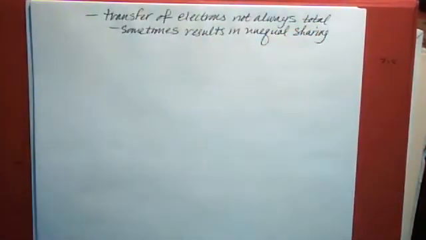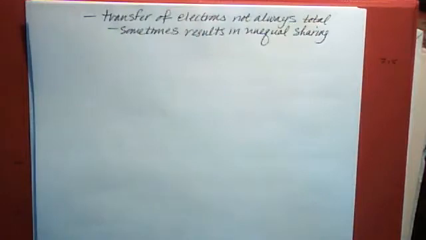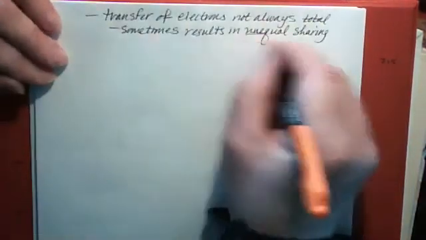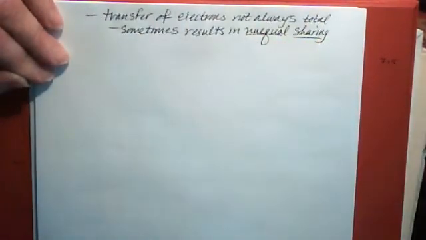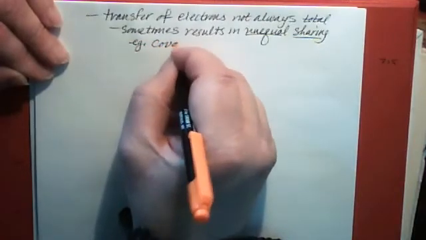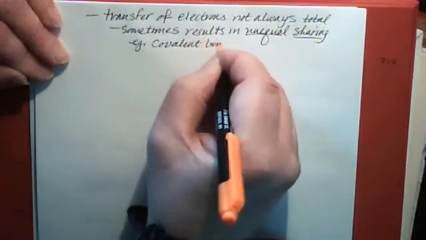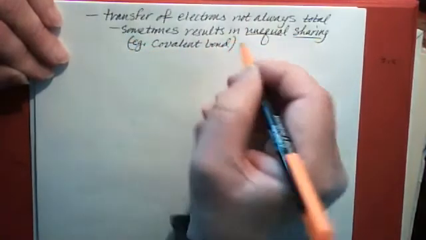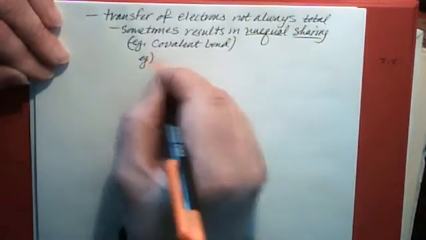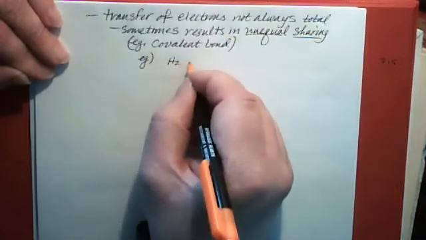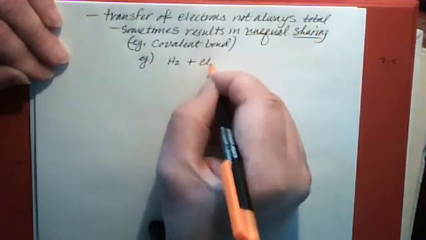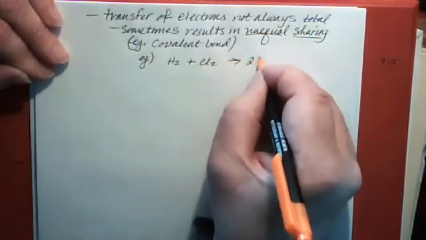And because the total transfer of electrons would result in ionization, whereas sometimes the transfer of electrons is only partial and results in an unequal sharing of electrons. In other words, a covalent bond. And an example of that would be the reaction between hydrogen and chlorine to form hydrogen chloride.